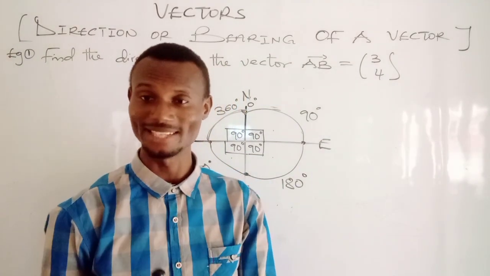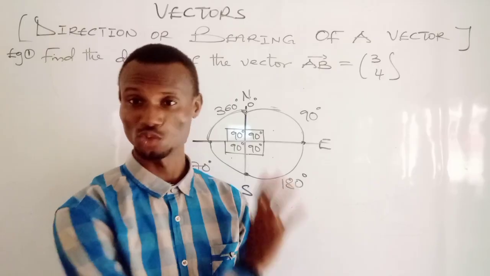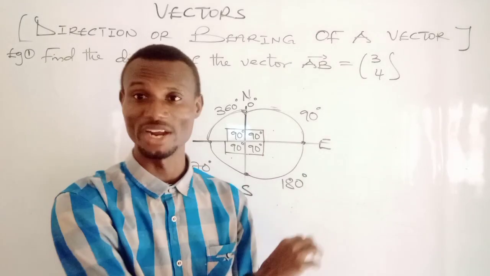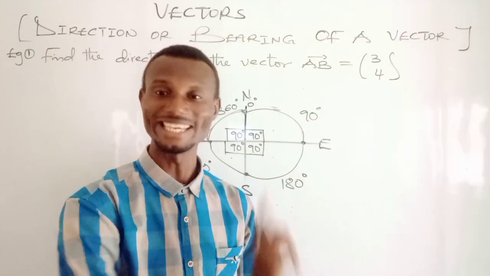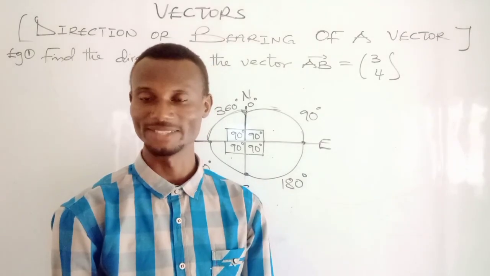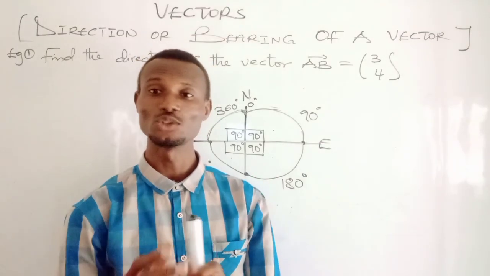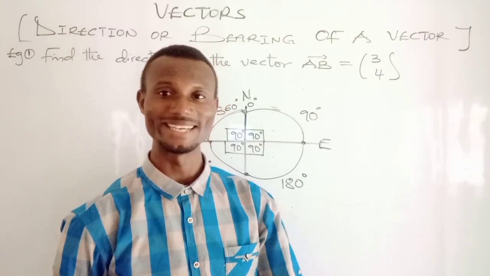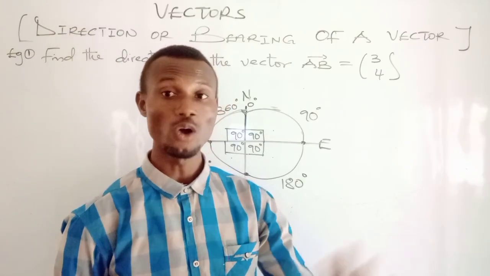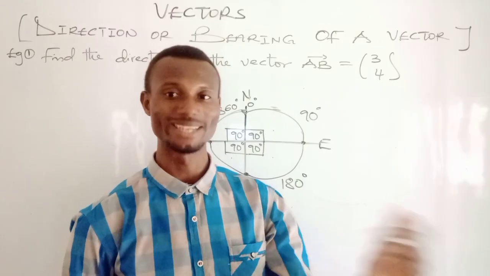Keep in mind that when it comes to the bearing, when you are reading on a cardinal point, you always start reading from the north in the clockwise direction. Also, you need to take note that bearings are always written in 3 figures. Always we write bearing in 3 figures.